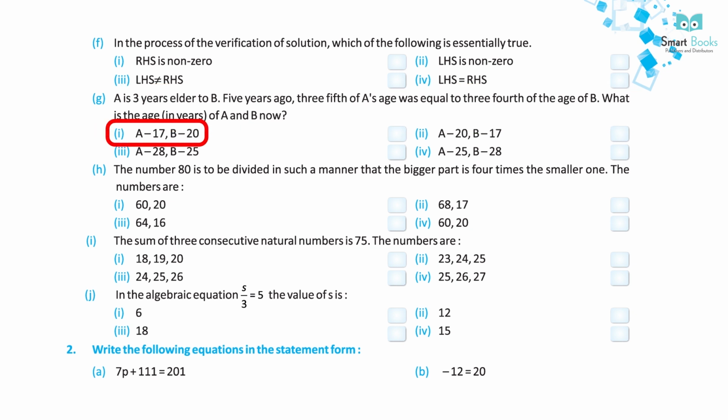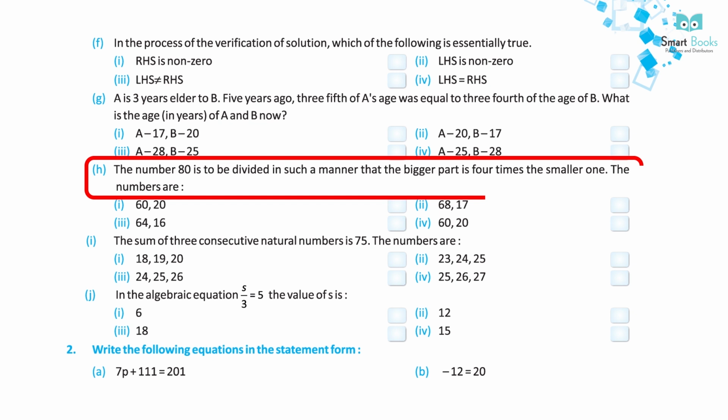First, A 17, B 20. Second, A 20, B 17. Third, A 28, B 25. Fourth, A 25, B 28. Solution. Second, A 20, B 17.